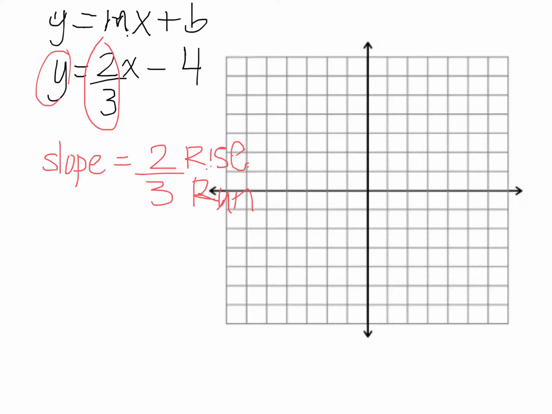What else can you tell me about the line you're about to draw? What else do you know? Jillian? The y-intercept is -4. You have to include the sign.